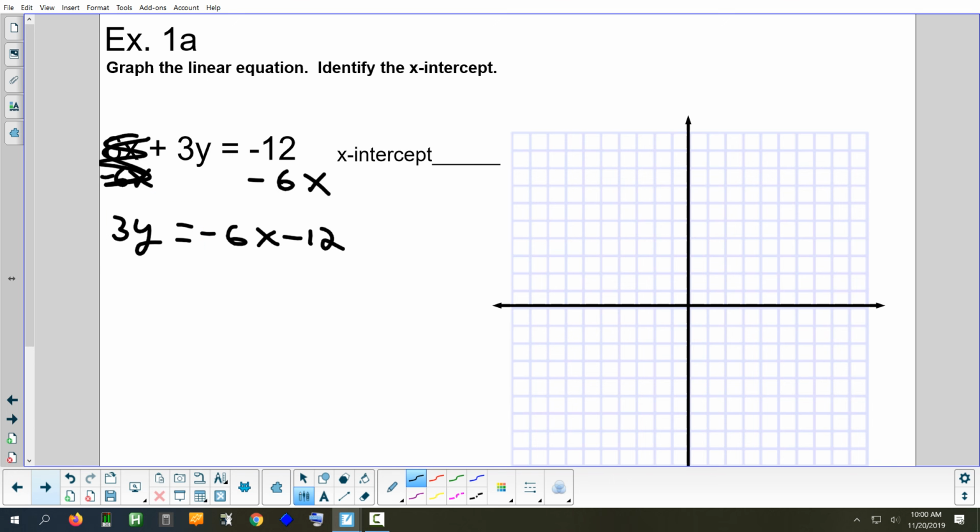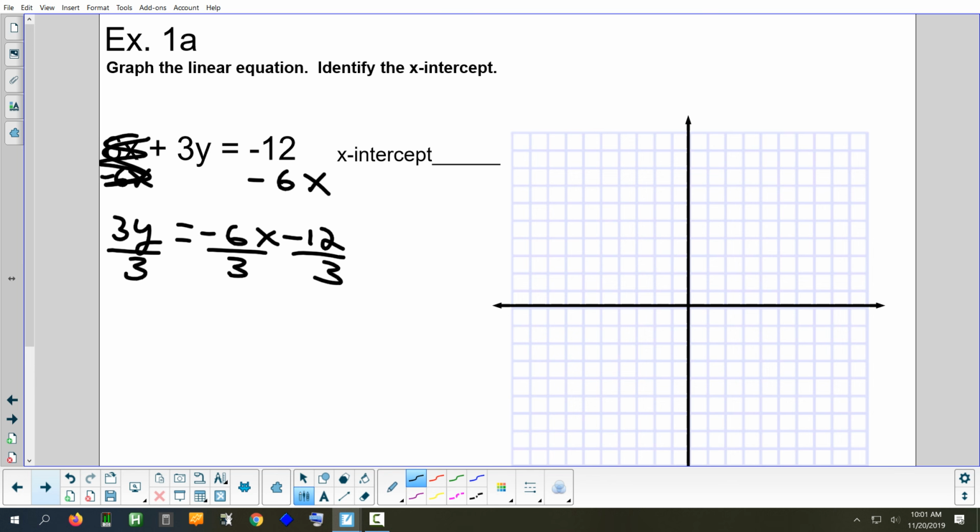So now we've got to finish it to get it in slope-intercept. What's the last thing I don't want next to y? Yep, 3. And how do I get rid of the 3? Divide. Where do I divide by 3? Both sides, everywhere. Here, here, here. Now, once we do that, we're going to have slope-intercept form.